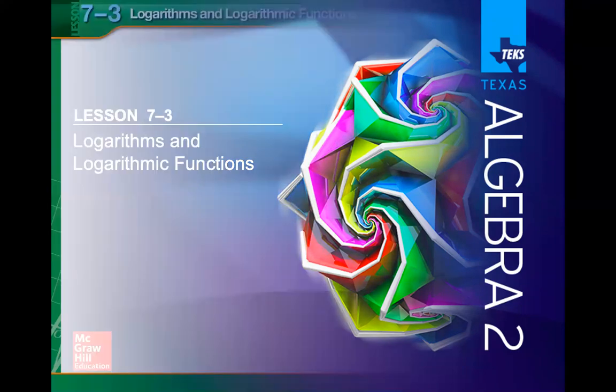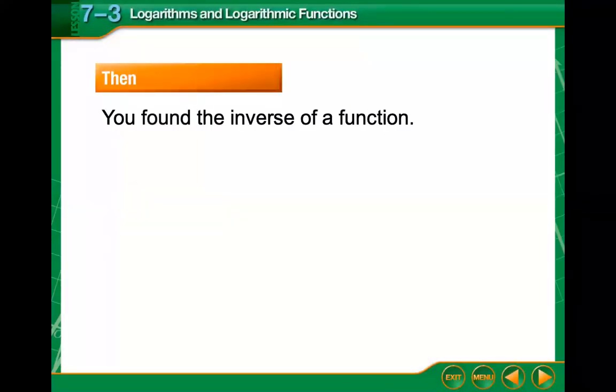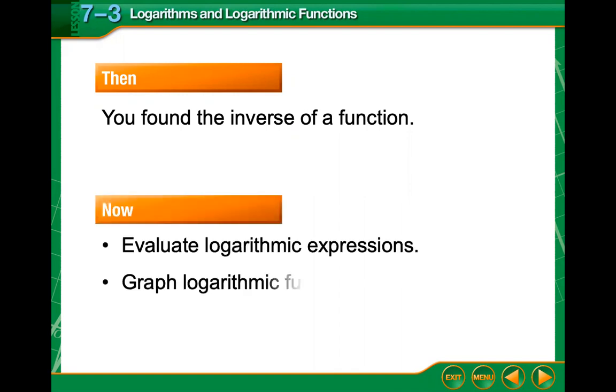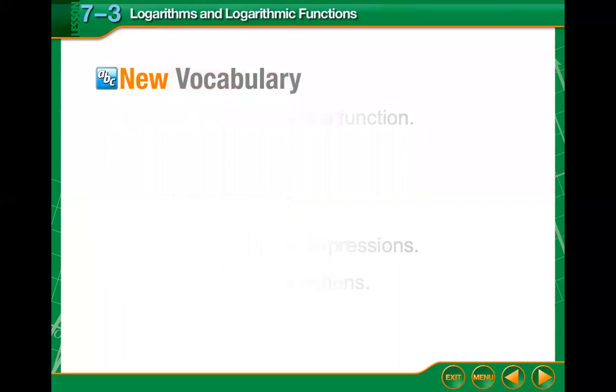All right, so previously in chapter 6, which we actually haven't covered, we're going to go back to that. We're doing things a little out of order this year. We're doing chapter 7 first. We're going to find the inverse of a function, and we will go over that in more detail later. But we're going to evaluate logarithmic expressions, graph them, as well as see how they are related to exponentials.